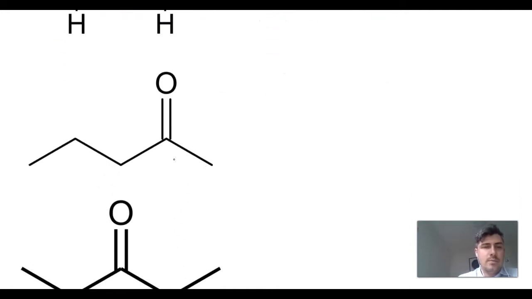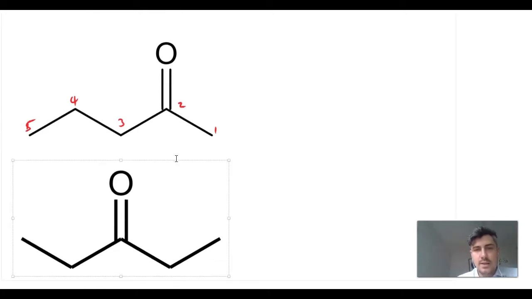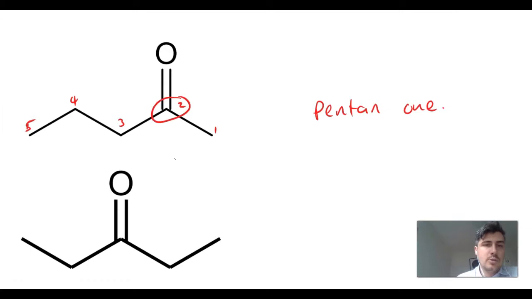For this one, we've got 1, 2, 5 carbons. So that's pentanone, and we're going to have to put a number in here because it could be on the 2 position or it could be on the 3 position. The 4 position is the equivalent of the 2, so there's no such thing as the 4 position, so it's either a 2 or 3.